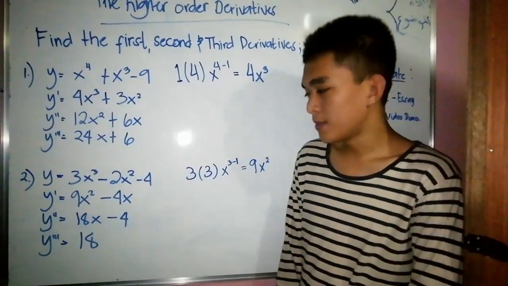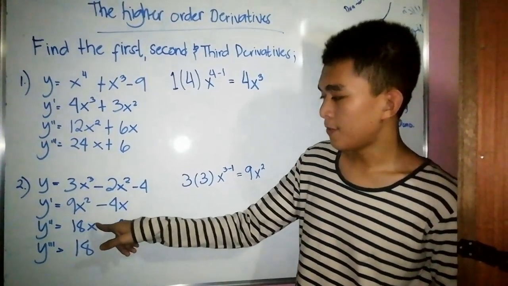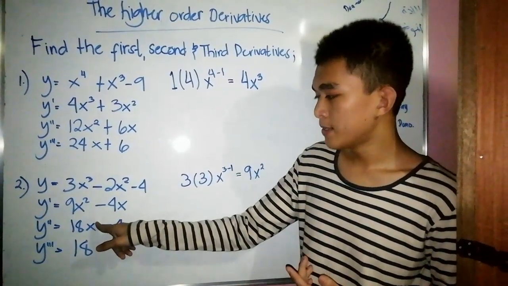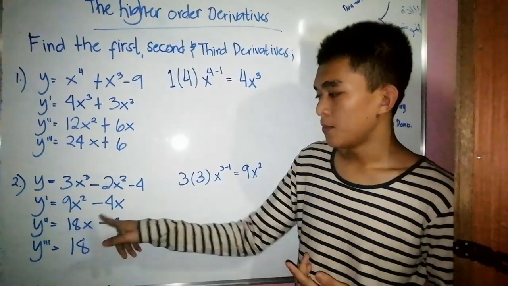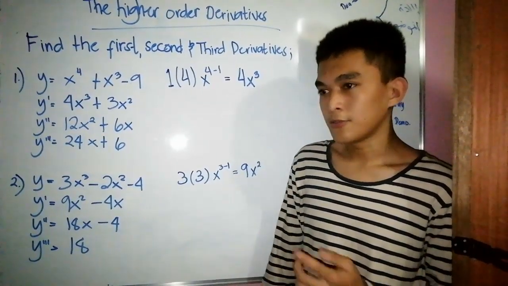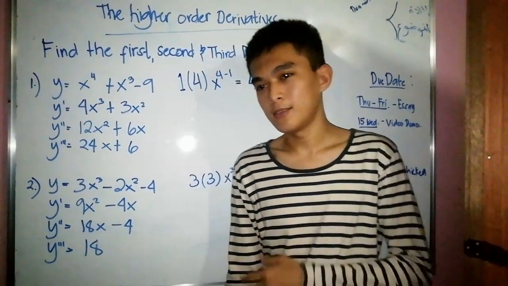To get the third derivative, we're going to multiply the 18, since it has a visible 1 here. Then 18 times 1 is equal to 18. Then the x, with exponent minus 1, is now dropped. So that's how we get the first, second, and third derivatives.